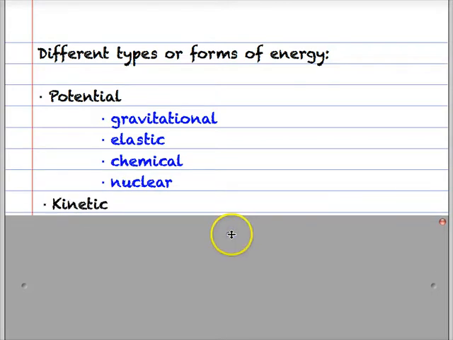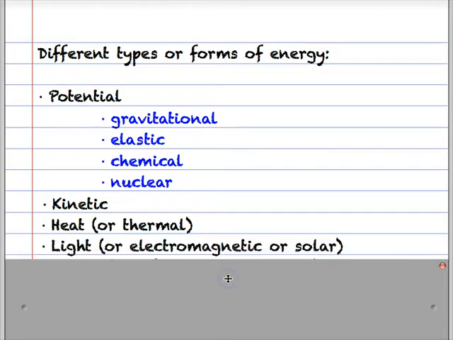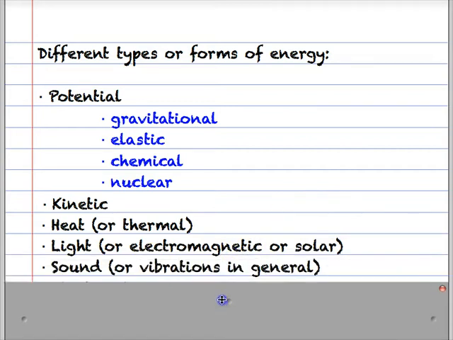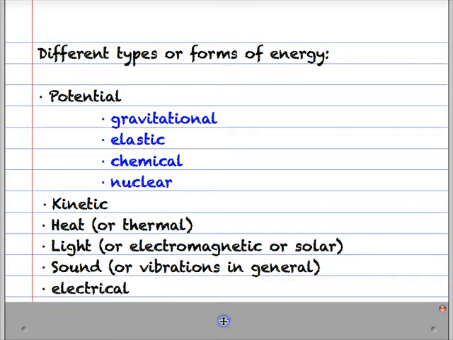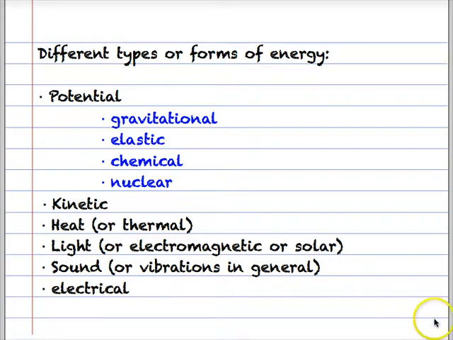Kinetic energy, the energy of motion. Heat or thermal energy. Light, or more generally electromagnetic energy or solar energy. Sound energy, or again more generally vibration of particles. And electrical energy. So these are the forms or types of energy that we have available to us.